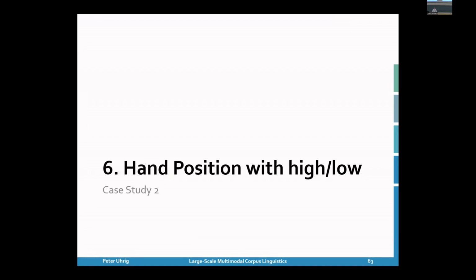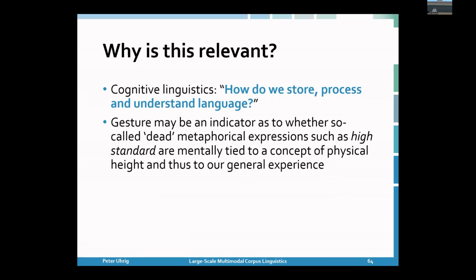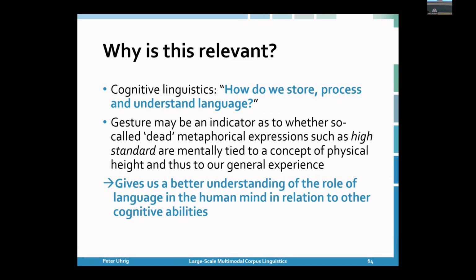Okay, one more thing, also fully automatic, now again with video, and that is hand position with high-low. Again, how is this relevant? Well, cognitive linguists ask, how do we store, process, and understand language? And gesture may be an indicator as to whether so-called dead metaphorical expressions, such as high standard, are mentally tied to a concept of physical height, and thus to our general experience. So this gives us a better understanding of the role of language, and so on and so on. You've seen this before.